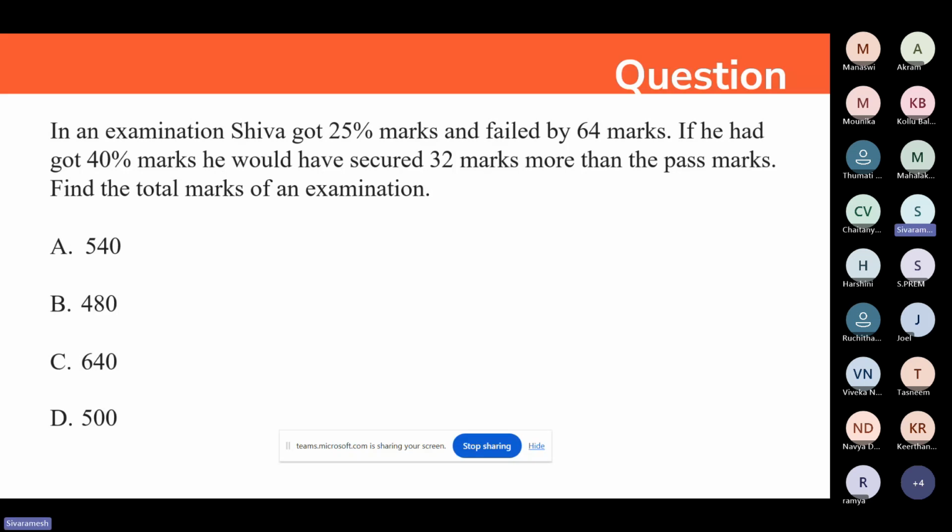I'll give you 2 minutes time. First, try to understand for 1 minute. What are the conditions they have mentioned in the question, and how we can think logically, based on percentages, to solve these type of questions. You just need to think about the question.